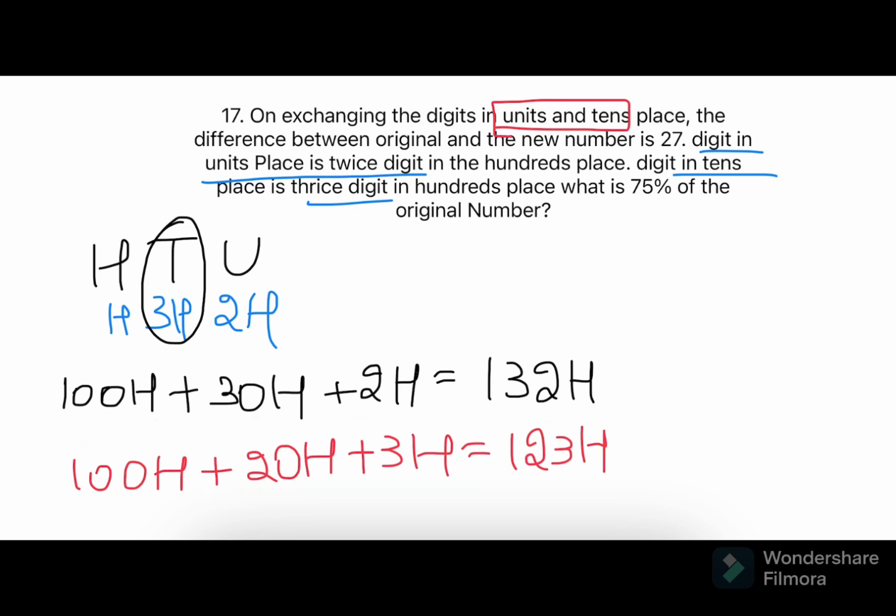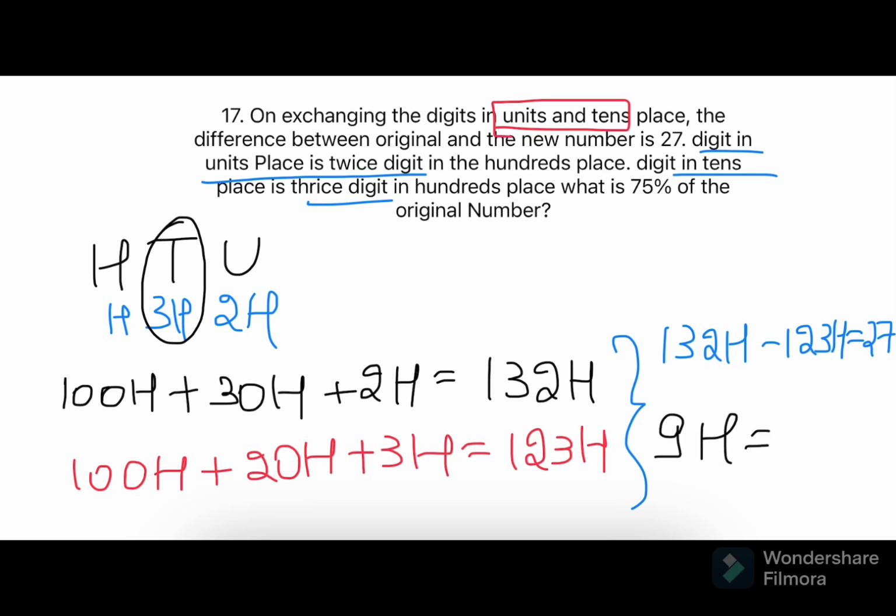So now what does the question say? The difference between the original number and the new number is equal to 27, which means 132h minus 123h is equal to 27. We need to simplify this further. The difference between the two is equal to 9h. So 9h is equal to 27, or the value of h is equal to how much? It is equal to 3. So now this is not the end of our question, right?